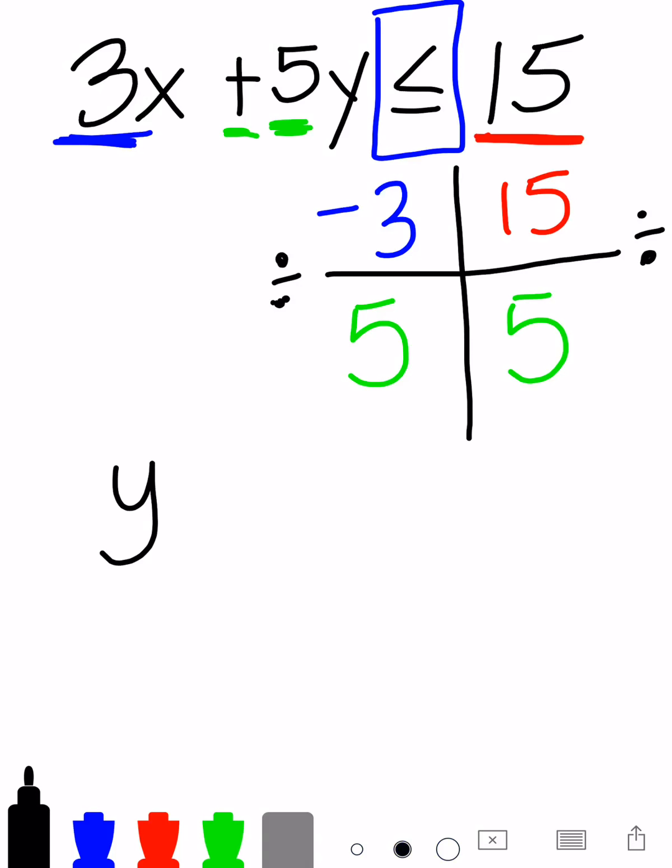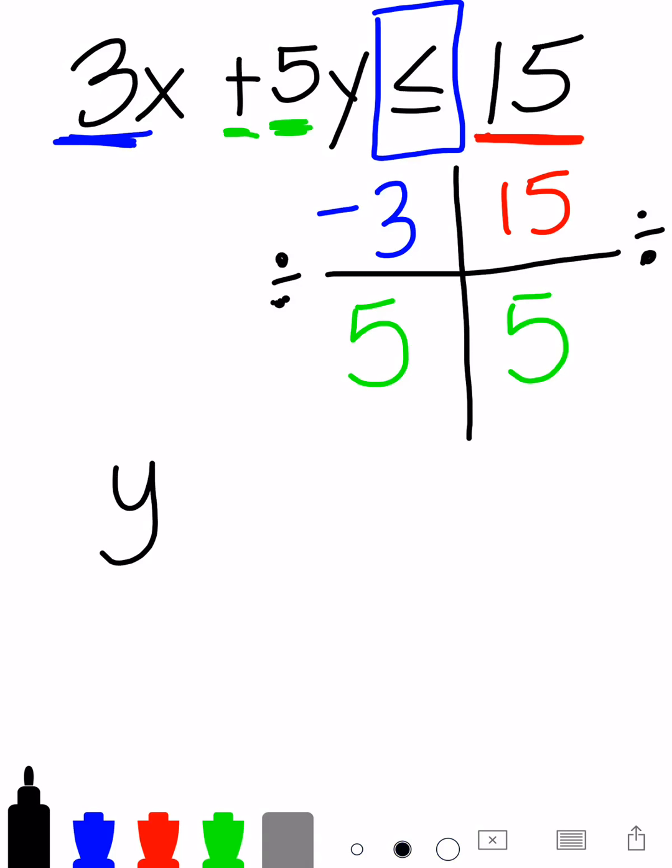Remember, after your slope, you have to put your x. And now I'm going to solve 15 divided by 5. So 15 divided by 5 will give you a positive 3. So since it's positive, I'm going to say plus 3. Now I have solved that inequality for y.